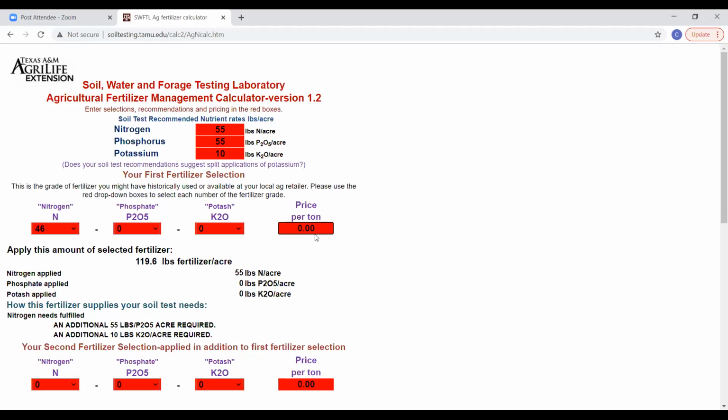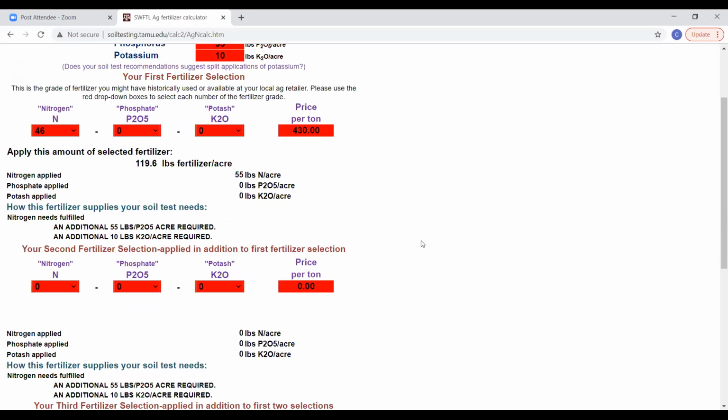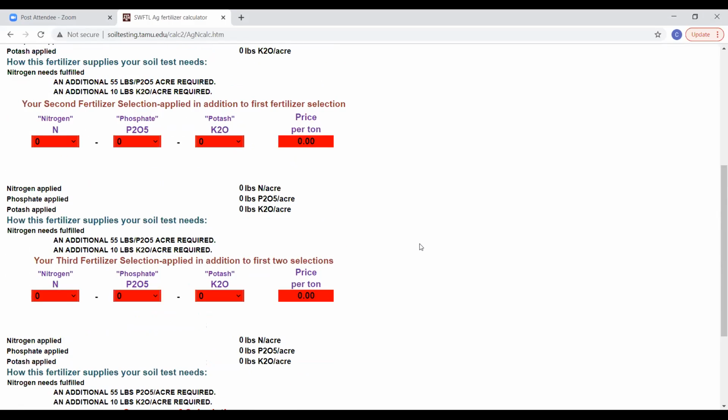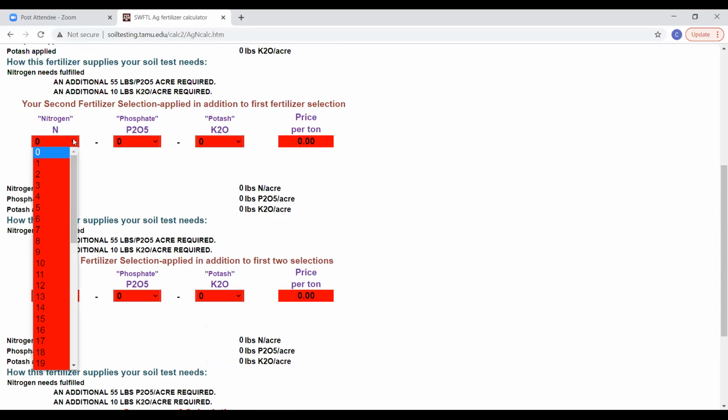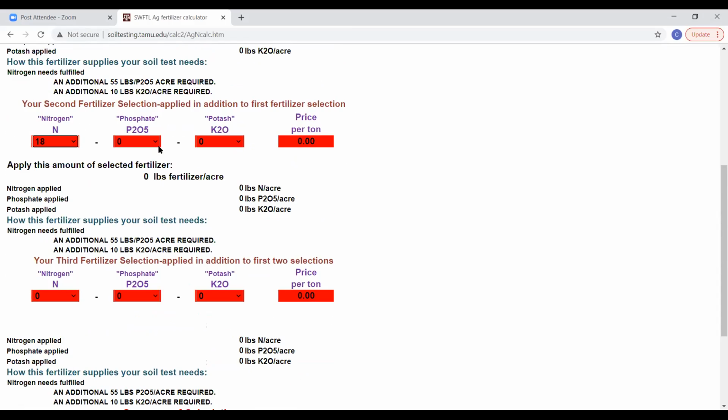What did we say the price was? I believe it's $430 to the ton, back on that slide. Now we move down to this second fertilizer blend, which is going to be our phosphate. Your phosphate is going to come in the form of diammonium phosphate, and the actual blend of that is 18-46-0.